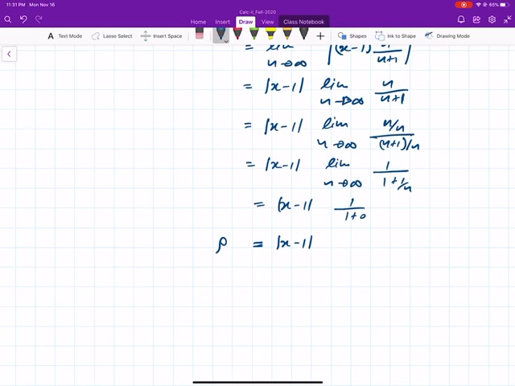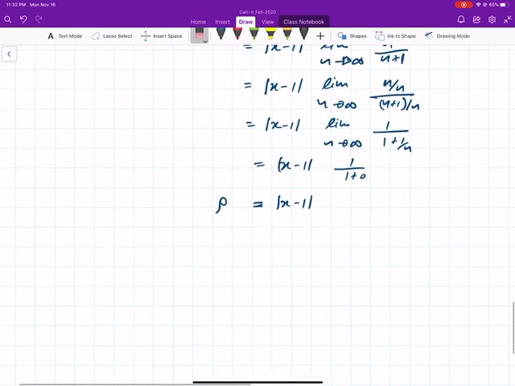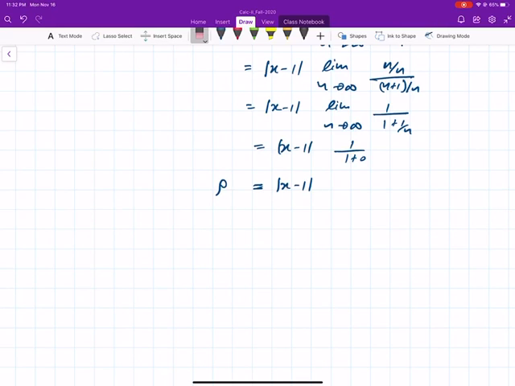And then you have to determine the x values where this series converges. Alright, you have to find out the x values where this function converges. The x values where this function converges are given by rho smaller than 1. That means |x minus 1| should be smaller than 1.